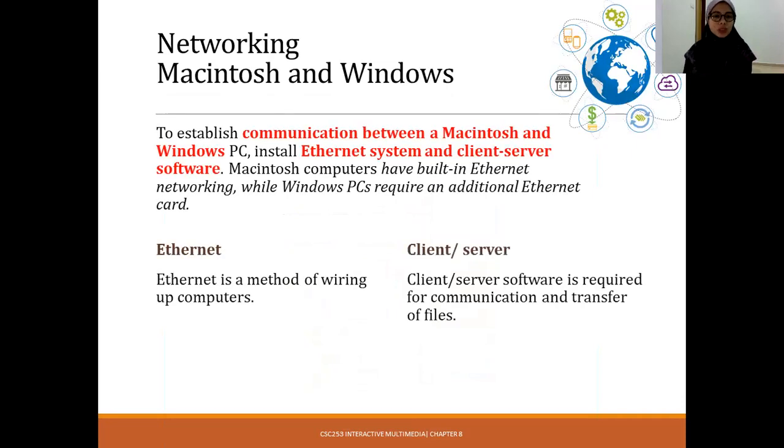So to establish communication between Macintosh and Windows PC, we need to install, or basically this is embedded in your OS, Ethernet system and client server software. Macintosh computers have built-in Ethernet networking, while Windows PCs require an additional Ethernet path. But basically, when we buy the latest laptop, they already have this installed, right?